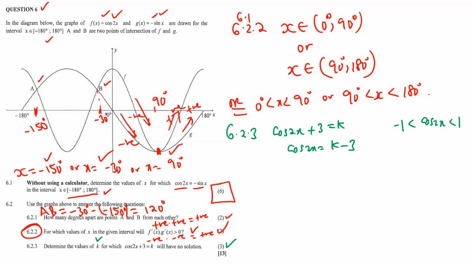So which means, therefore, if you wanted to have no solution, we take k minus 3 to be less than minus 1, or you take k minus 3 to be larger than 1, which means k is 2. Okay, k here.